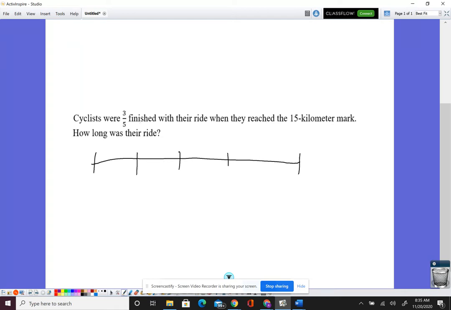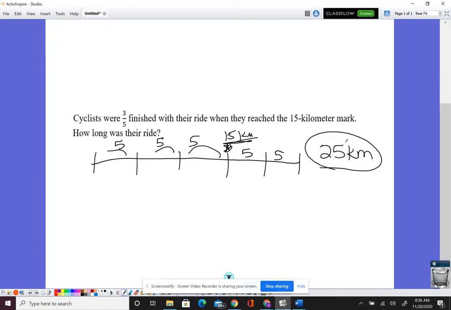This one, their ride, and they were 3/5 of the way finished, so we're going to break this one up into 5 sections, and at 3/5 it was 15 kilometers. So that means that each one of these sections was 5 kilometers long. So if we're at 15, the rest of the race was 10 more kilometers, or a total of 25 kilometers.